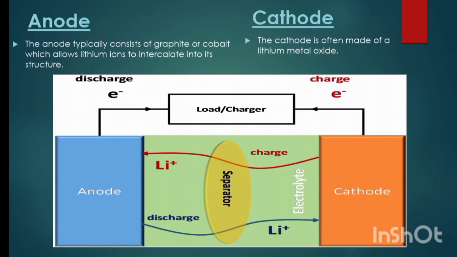What are anode and cathode in lithium ion batteries? The anode in lithium ion batteries typically consists of graphite or cobalt, which allows lithium ions to intercalate into its structure. The cathode is often made up of lithium metal oxide. In this picture, orange colored is the cobalt cathode made up of lithium metal oxide, and blue colored is the anode made up of graphite or cobalt.